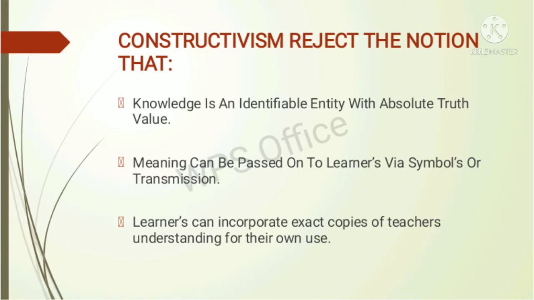The third one is that learners cannot simply incorporate exact copies of the teacher's understanding for their own use. Bruner believes that this means that certain knowledge between the teacher and the learners doesn't mean that they have the same copies. It doesn't mean that the knowledge acquired by the student is at the same level as the teacher's. Not everything we say is exactly what our teacher taught us. What we adapt throughout our studies is different, because we don't have the same level of understanding in knowledge.